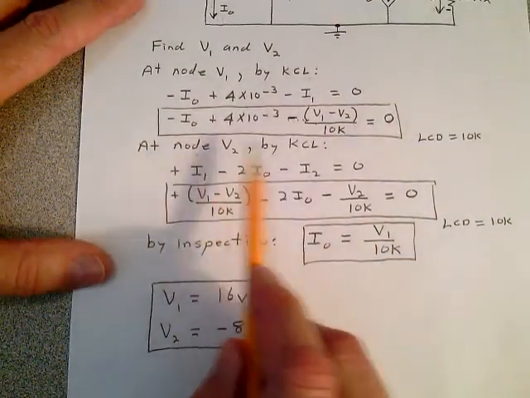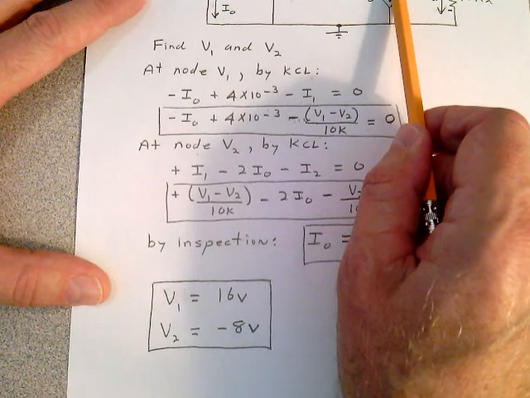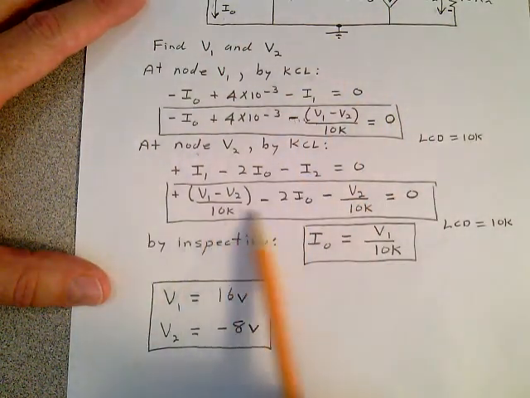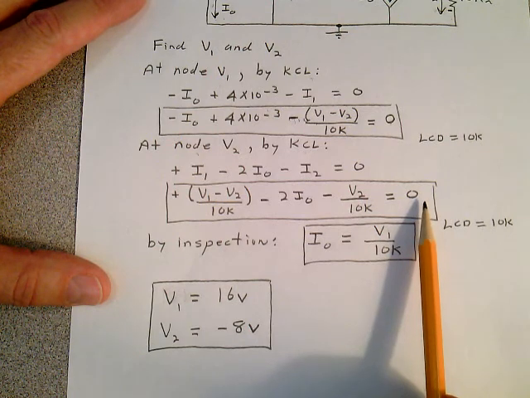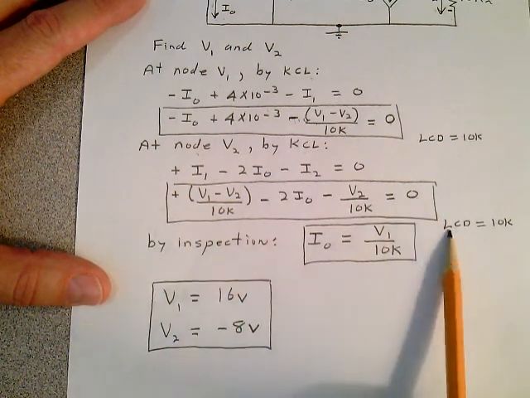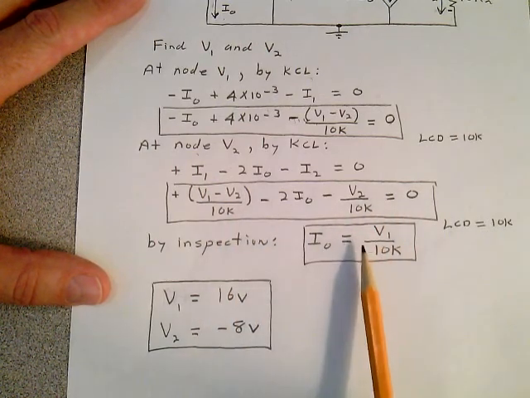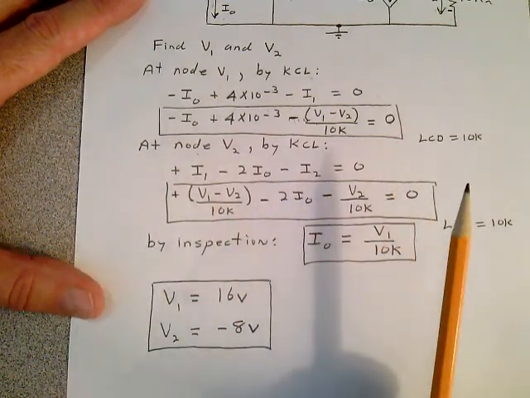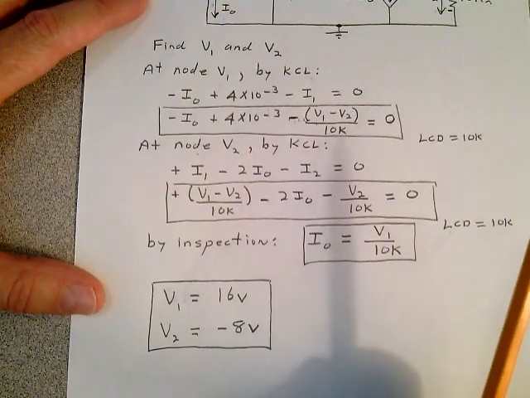far. At node V2 by Kirchhoff's current law, you write a node equation right here. Using Kirchhoff's current law, you end up with this equation. Make sure you understand it. You clean it up by getting a least common denominator, 10K, and multiplying both sides by 10K. Throw it into your calculator, or throw it in your iPhone or your smartphone.